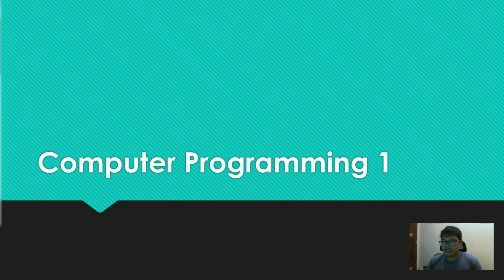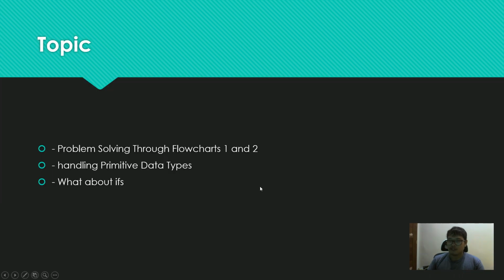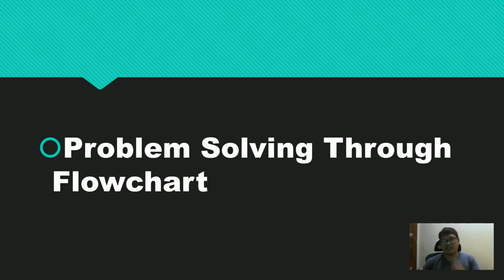I'm doing the course project, the computer programming one. The topics that I chose for this course project are: first, problem solving through the flowchart; second, handling primitive data types; and lastly, the IFs. So, the first is problem solving through the flowchart.